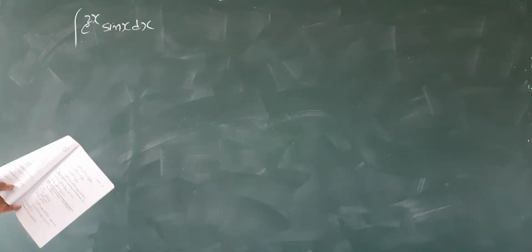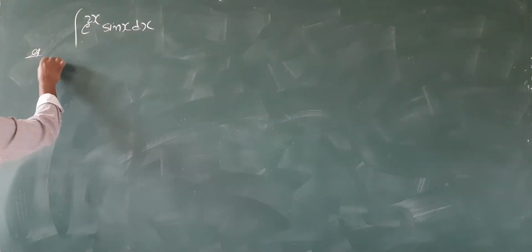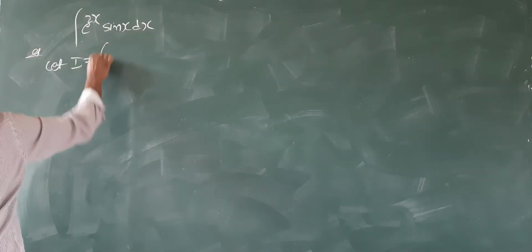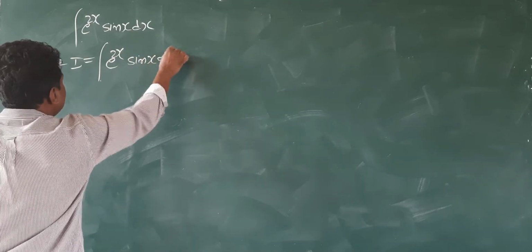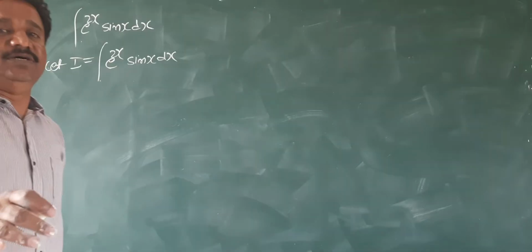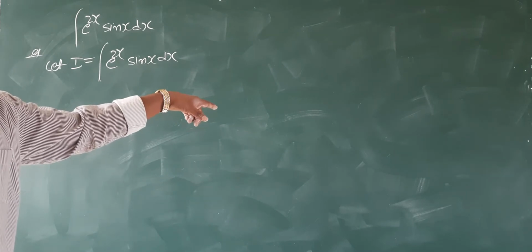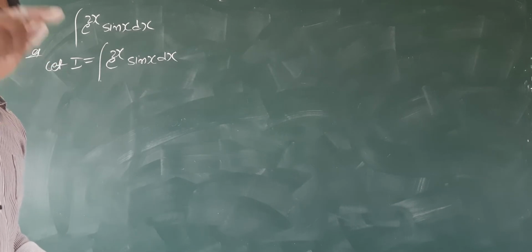E power 2x into sin x. Same type of question: exponential into trigonometric. Solve that. So write this, students. Denote that by I. Let I equal integral of e power 2x sin x dx. Apply parts 2 times. You always choose exponential as the first function, for both the parts.